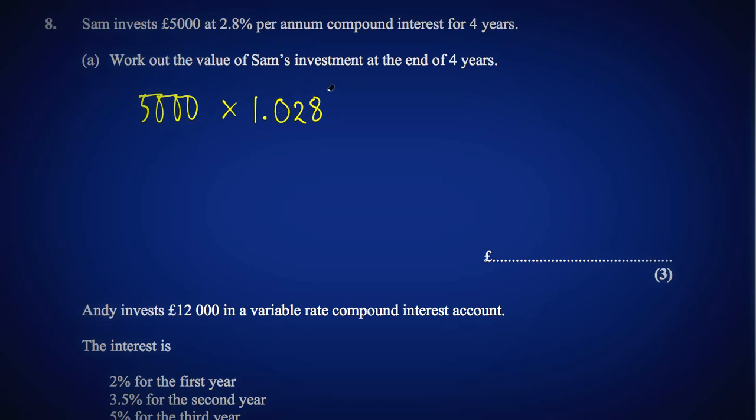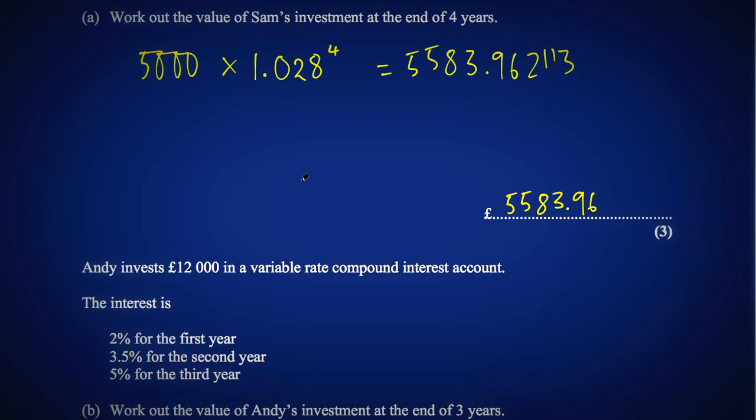And this is happening for 4 years, so either I multiply it by 4 times, or I just put that to the power of 4. And 5,000 times by 1.028 to the power of 4 equals 5583.962113. So as a pounds and pence answer, that is £5,583.96.